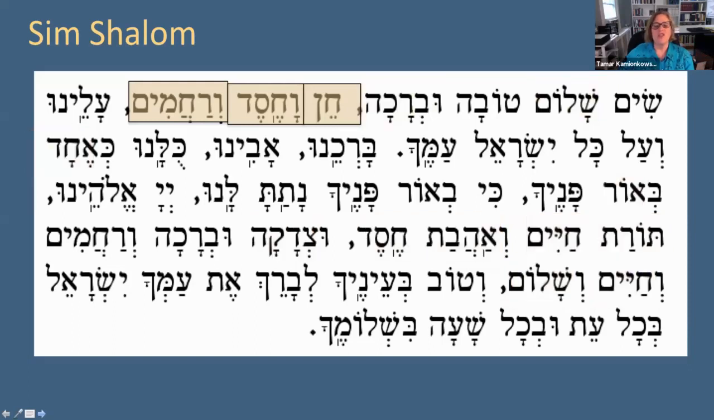So let's start with just chen, vachesed, ve'rachamim. 3 words here that are all over the place. You will find many different English translations for these words, and that is because there aren't really any good English words that kind of encapsulate the full meaning of these words. So chen and chesed are both about gifts that come from God.